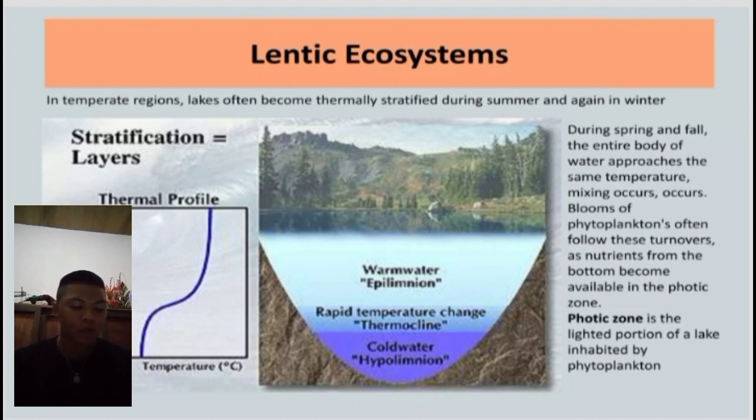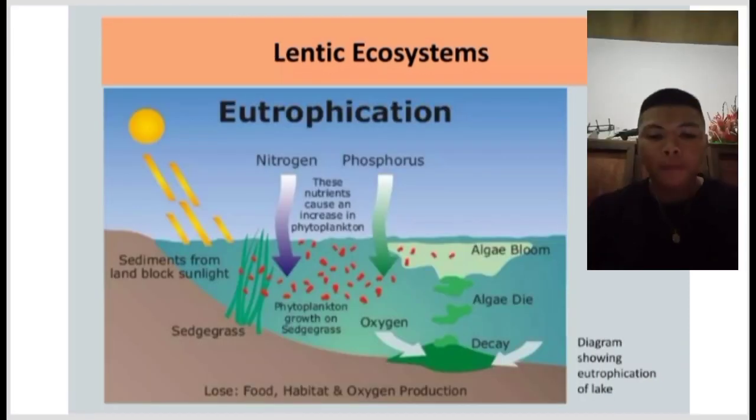Stratified lakes often undergo seasonal cycles of mixing and eutrophication in response to changes in temperature and weather patterns. Eutrophication is a process that occurs in aquatic ecosystems, both lentic, still waters, and lotic, flowing waters, characterized by excessive nutrient enrichment, particularly phosphorus and nitrogen. This enrichment stimulates the growth of algae and other aquatic plants, leading to increased biomass production known as algal bloom.